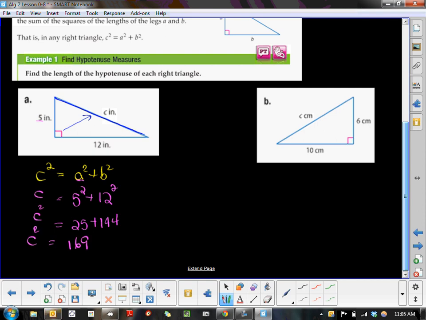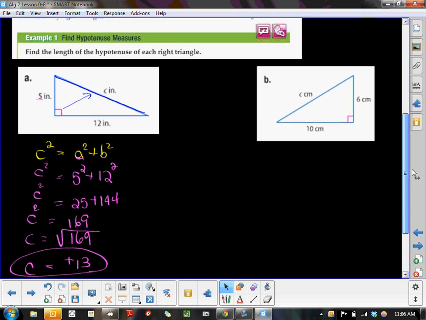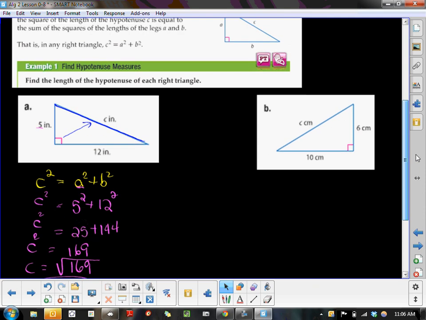Now I'm just going to bring the c squared down. We really want to find the length of c, not c squared, so we have to undo squaring, and we do that with our square root. So I'm going to write c equals the square root of 169. Now we just want the length of a side, so we need the principal square root, which is a positive 13, even though the square root of 169 can be positive or negative. In the application that we're looking at, the length of the side of a triangle, it must be a positive 13. And that's one use of the Pythagorean theorem.